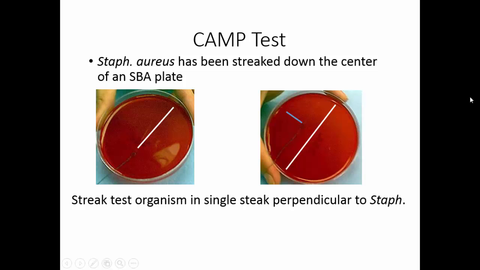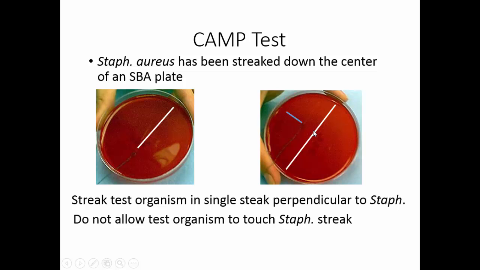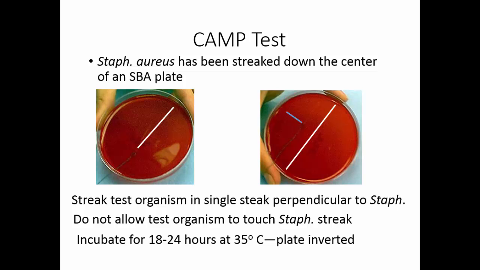So the staph is down the center of the plate, and you're going to streak your organism up to, but not touching, the staph streak. You want to be sure your test organism does not touch the staph streak. It will come very close, but it should not cross it. This is incubated for 18 to 24 hours at 35 degrees centigrade with the plate inverted.